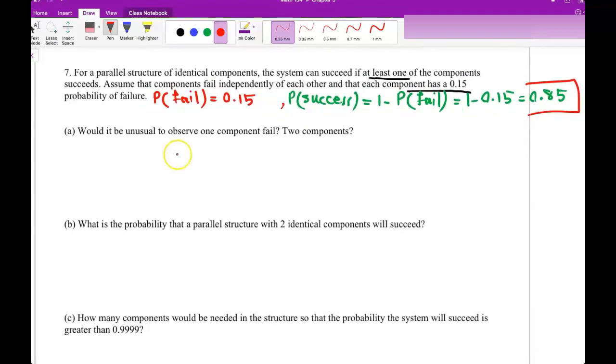Part A, would it be unusual to observe one component fail? 2 components. So the first one is one component. Finding the probability of fail. We already have that one is 0.15. It's asking if this one is unusual. Compare this with 5%. So this is not less than 5%, meaning that this is not unusual.